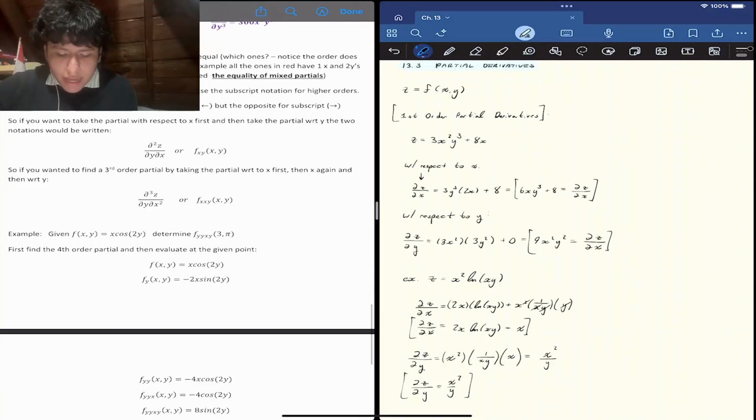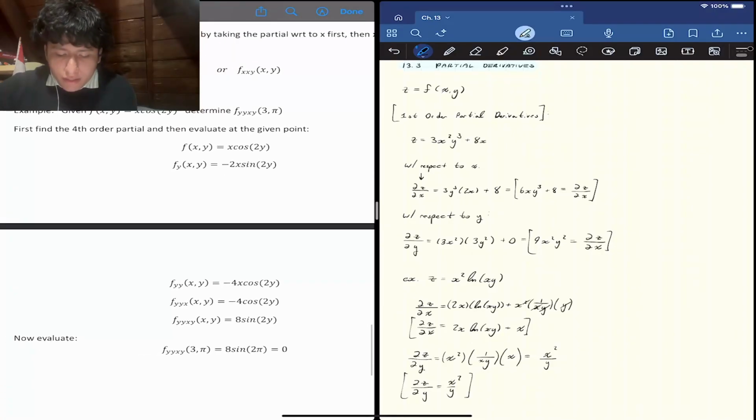And here's just some syntax. And yeah, really not that difficult. Honestly, I thought it'd be way harder, but that's partial derivatives. Honestly, it could very well be more difficult.